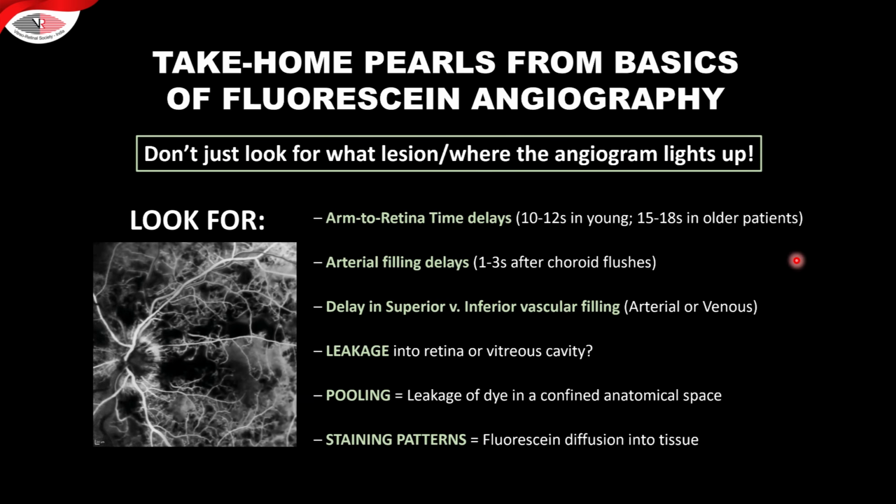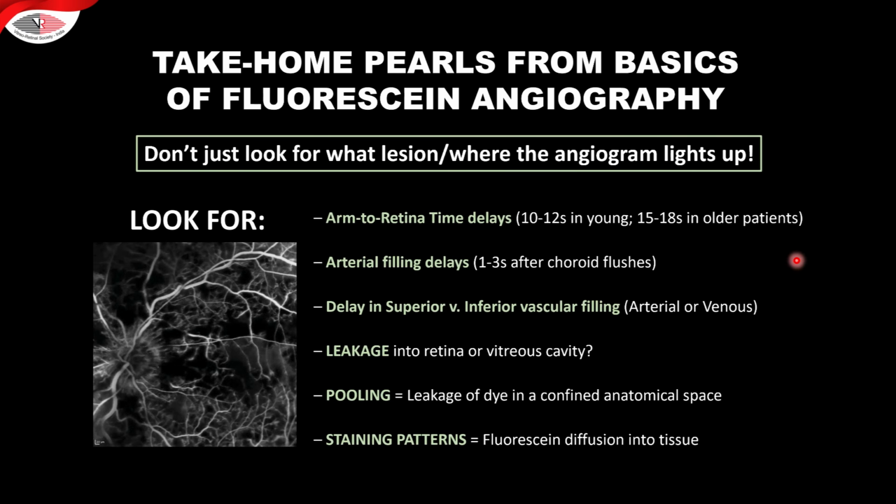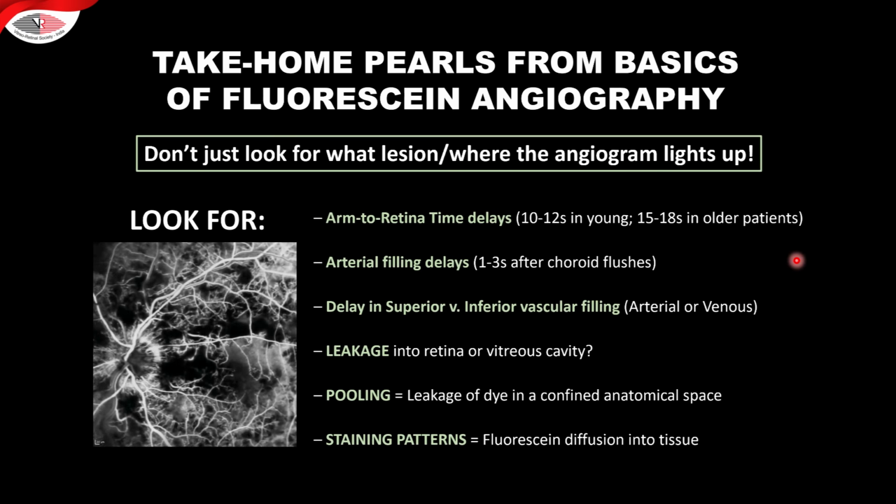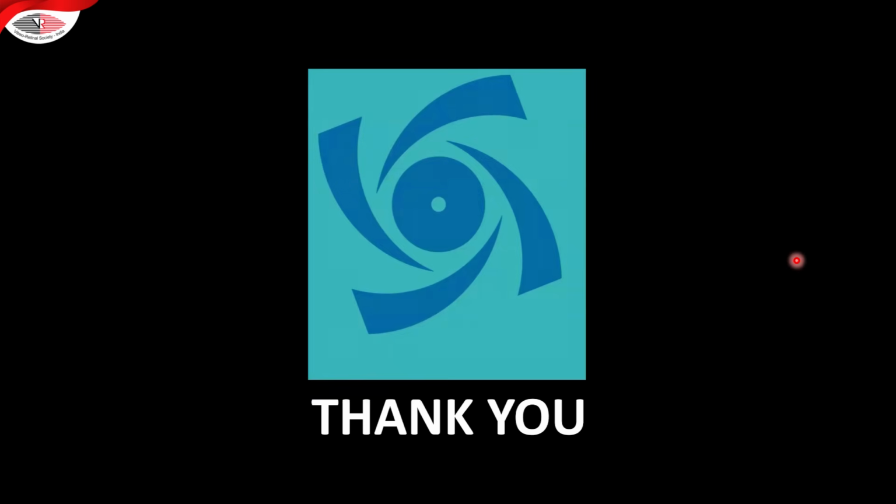The take-home message pearls from the basics of fluorescein angiography is don't just look for what lesion is there where the angiogram lights up. Look for arm to retina time, delays which might be there, arterial filling delays, delay in the superior versus inferior vascular filling, leakage into the retina or vitreous cavity, pooling, which is leakage of the dye in a confined anatomical space, or staining patterns, which could be diffuse fluorescein into the tissue. So look for all these on the basis of hypo and hyperfluorescence that we just discussed at this stage.